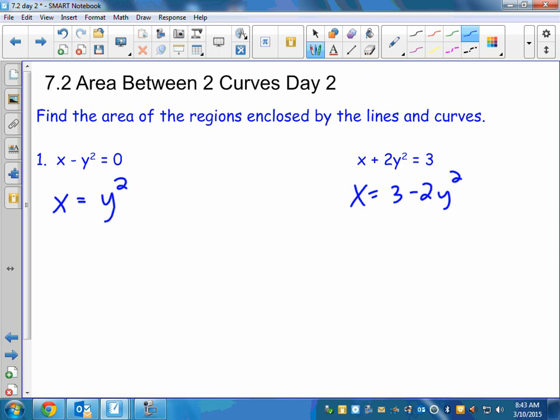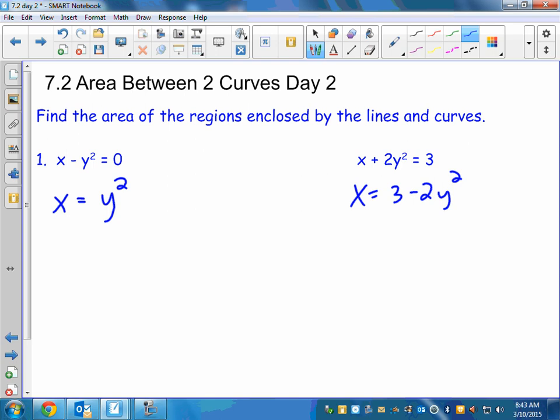Yes? So we could graph these. It does work. Both of these are going to be sideways parabolas. We just have to figure out which one's right and which one's left. But let's take a step back from graphing for a minute and think about what if you didn't want to graph this? Step one, we have to find where these two functions intersect.